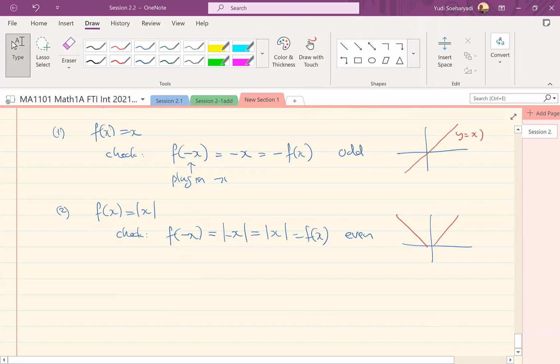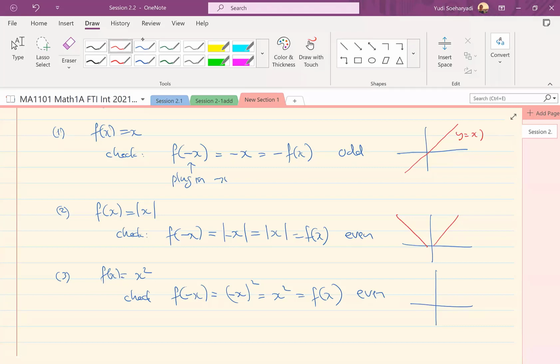Okay. What about x squared? Let's check f of -x. It becomes negative x squared, but the negative will disappear anyway. So this is even. You see the graph has symmetry with respect to the y-axis.